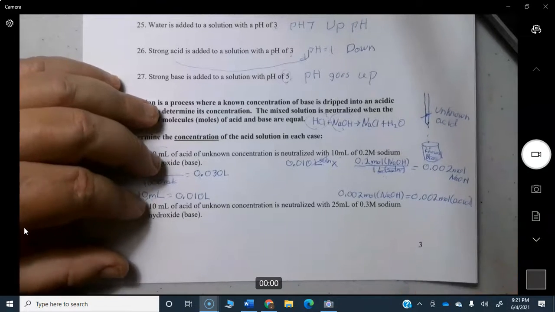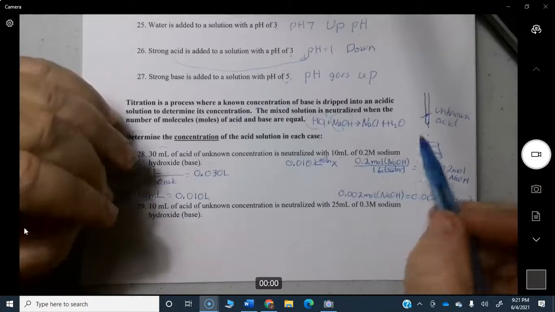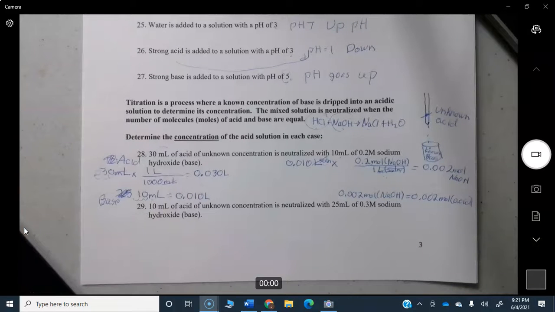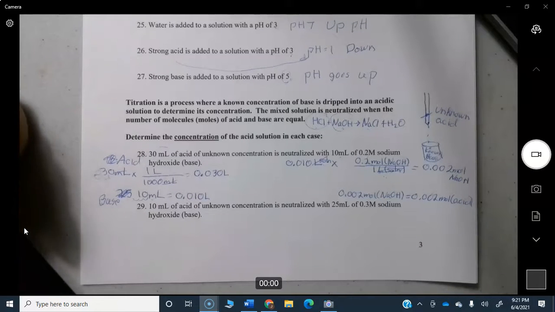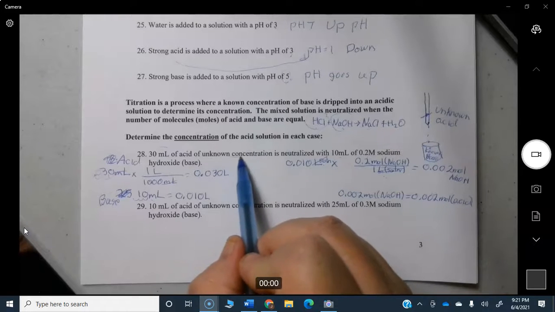So now you know how many moles of the acid that you have. It has to be the same as the number of moles of the base. They have to be equal for them to neutralize and for that solution to turn pink, for that indicator to go off and turn it pink. So this is how many moles of acid we have. But it doesn't ask us for that. It asks us for concentration.